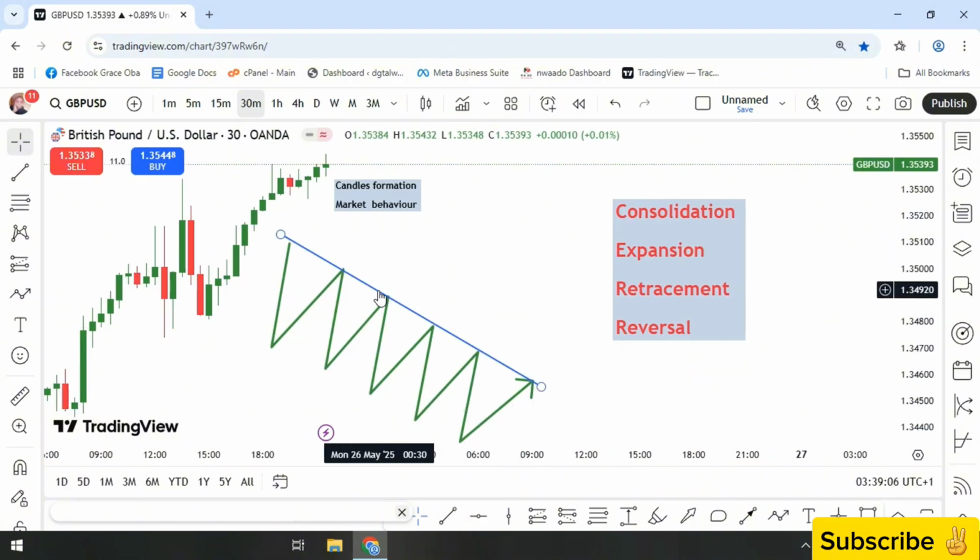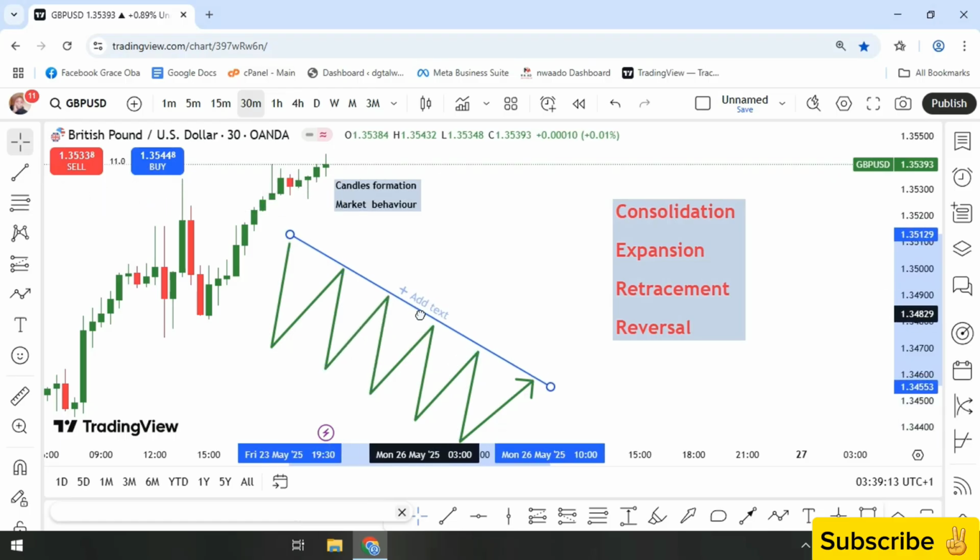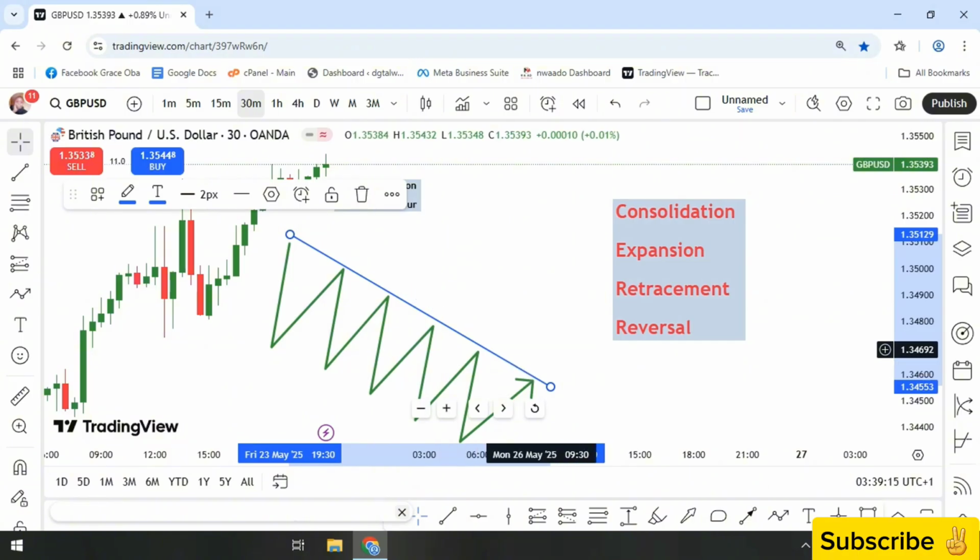When you use this trend line and draw, you see that this market continues to consolidate in this zone. There is no willingness for this market to move above the trend line. So it is in consolidation stage, right? So let me show you this in chart.